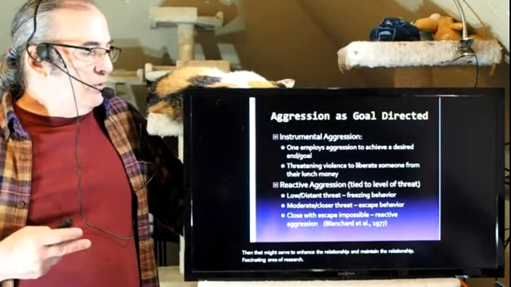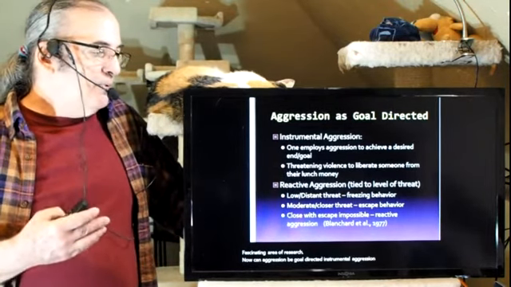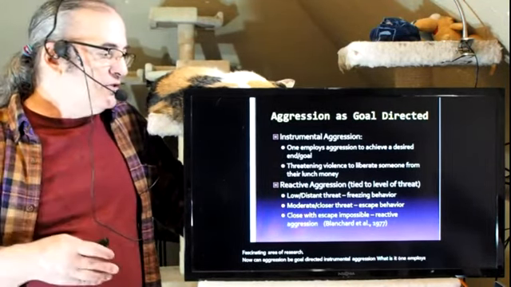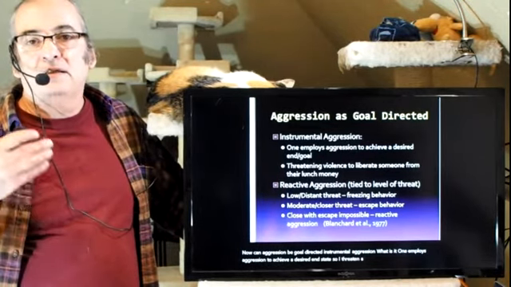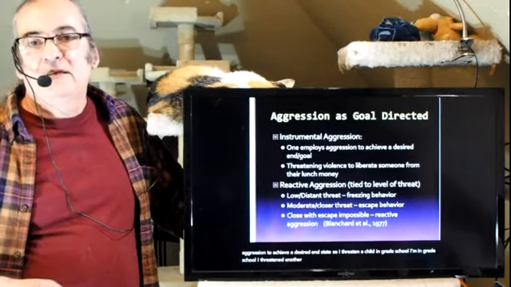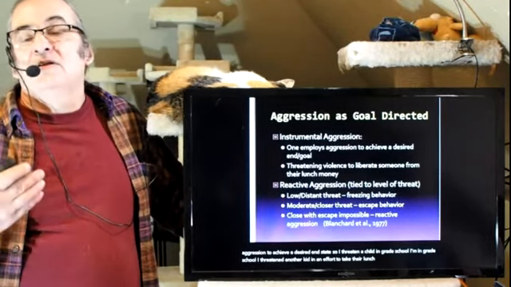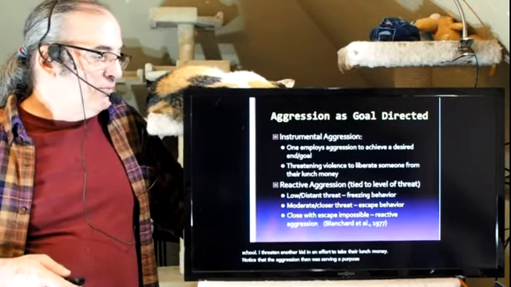Now, can aggression be goal-directed? Well, instrumental aggression, what is it? One employs aggression to achieve a desired end state. So I threaten a child in grade school. I threaten another kid in an effort to take their lunch money. Notice that the aggression then was serving a purpose. It was instrumental in its employment.